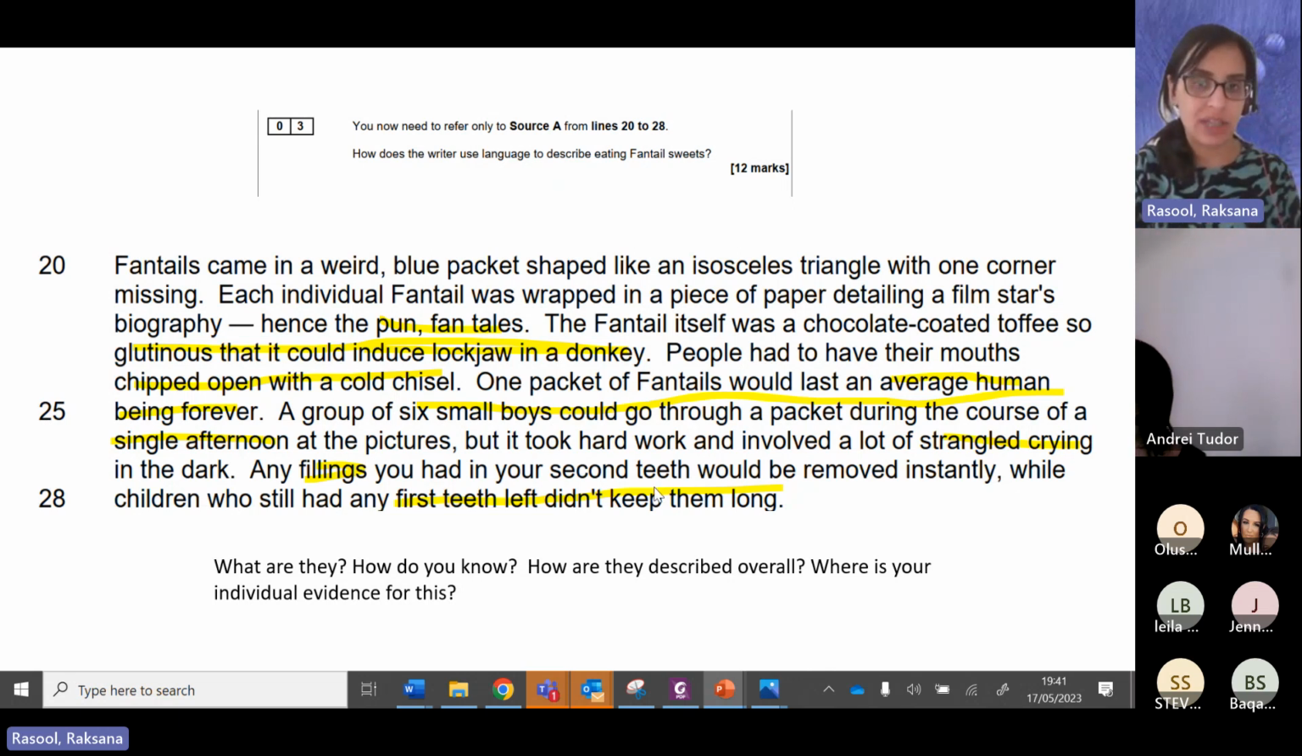So any fillings you had in your second teeth, your adult teeth, would be removed. They'd fall out. You'd have to get them replaced. And any children who had baby teeth left, forget it. They didn't last long. They'd even pull out your baby teeth.